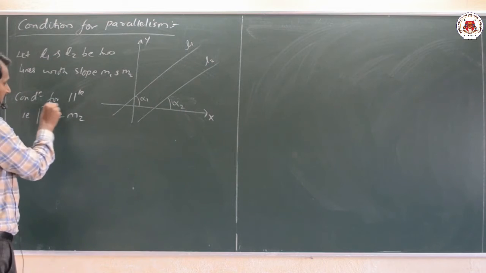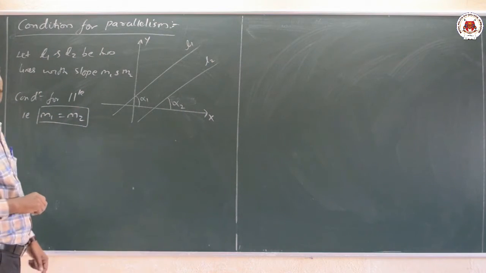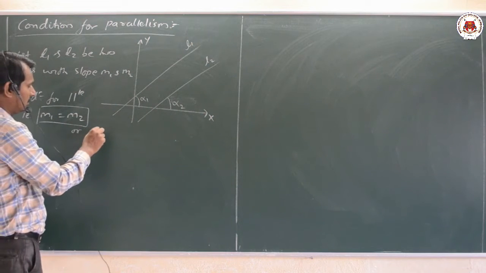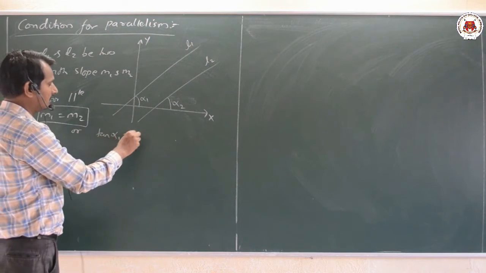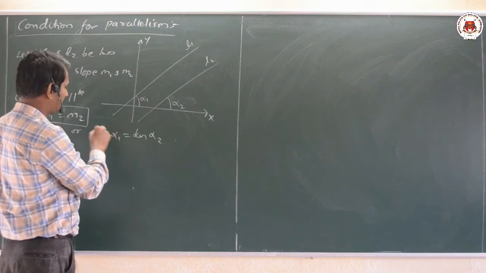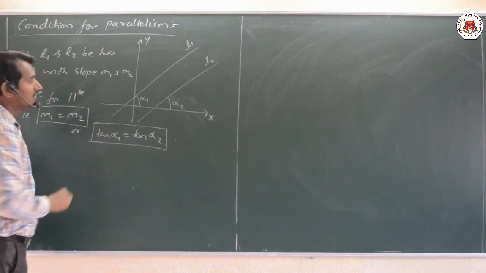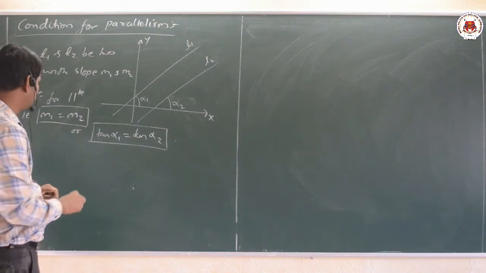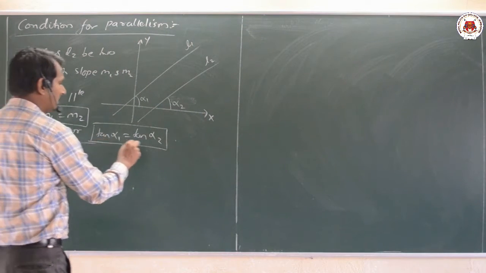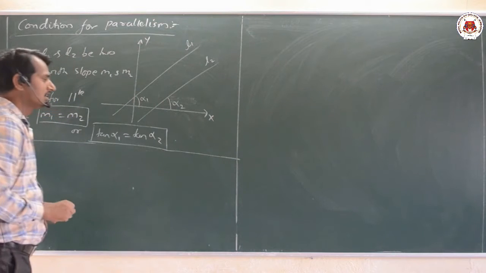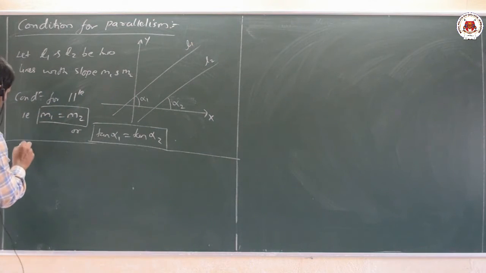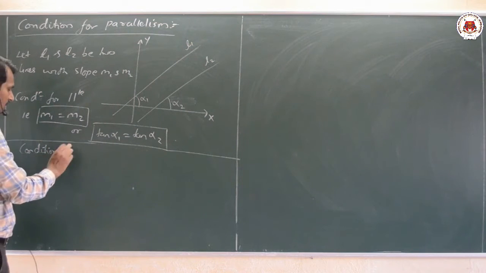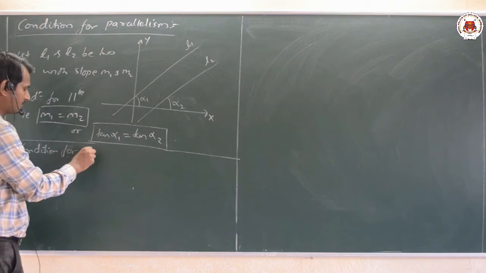Condition for parallelism is that the slope of line 1 is equal to the slope of line 2, or it can also be written as tan of alpha 1 is equal to tan of alpha 2. Then only we say that it is our condition for parallelism. Similarly, now the condition for perpendicularity.